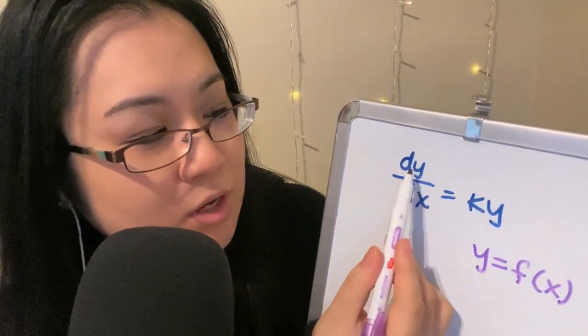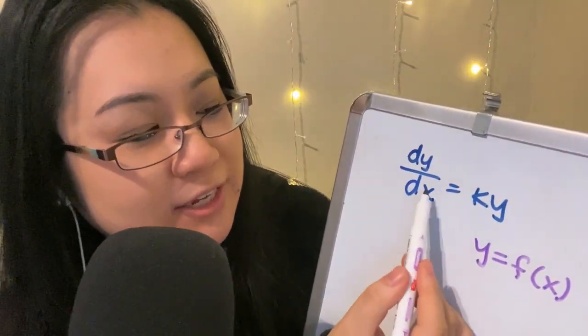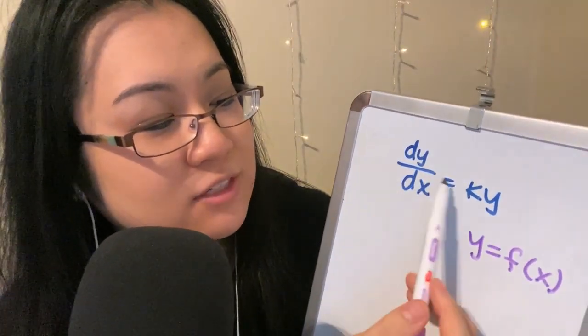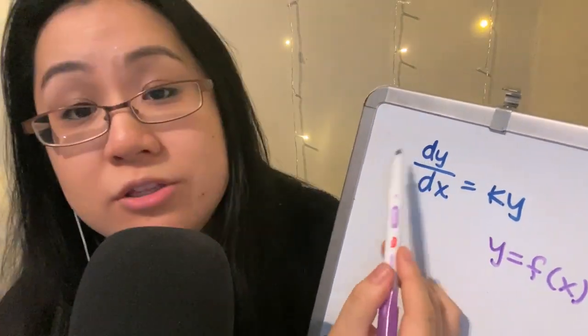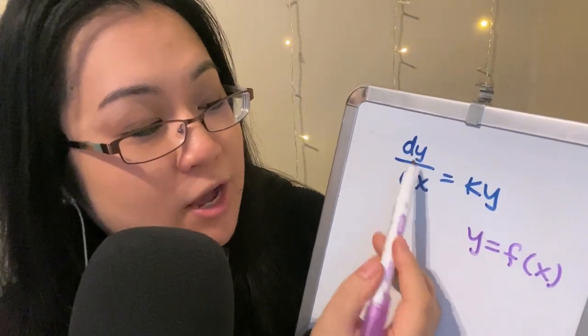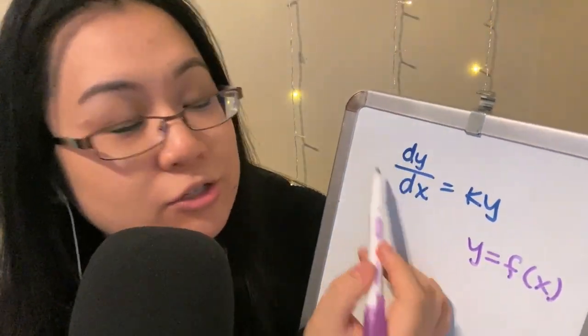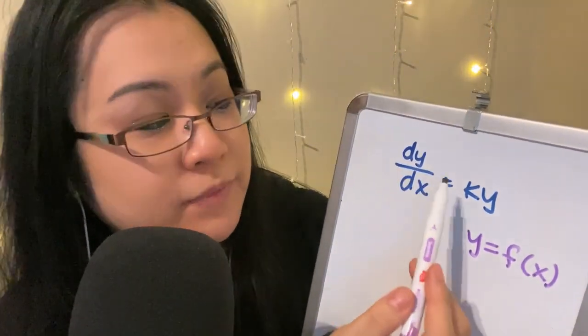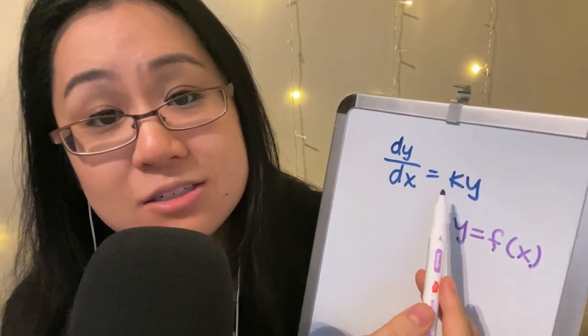Okay, so y is a function of x, and we have this equation that tells us that the derivative of that function of x, the derivative of y with respect to x, so this is the first derivative, equals k, where k is a constant.